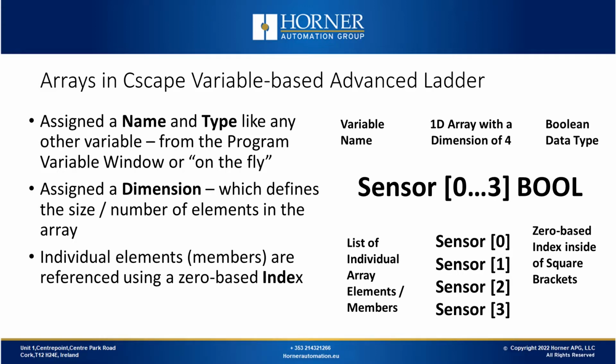So in the example on the screen, we have a one-dimensional array with a dimension of 4, meaning there are 4 elements in the array. And then when you type that dimension of 4 in the program variable window, Cscape will display it as an index of 0 through an index of 3. That's because indexes in Cscape are 0-based. The index is the element within the square brackets that allows you to specify which of the pieces of data within that array you're talking about.